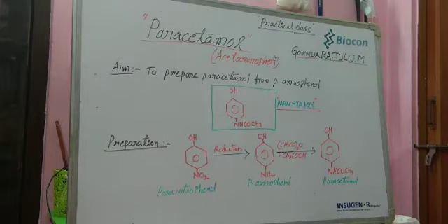Paracetamol, otherwise called acetaminophen. I just explained how to prepare paracetamol in laboratory conditions. Here para-nitrophenol is first reduced to para-aminophenol. Para-aminophenol is acetylated with glacial acetic acid and acetic anhydride. Paracetamol is a synthetic non-acidic derivative of para-aminophenol.